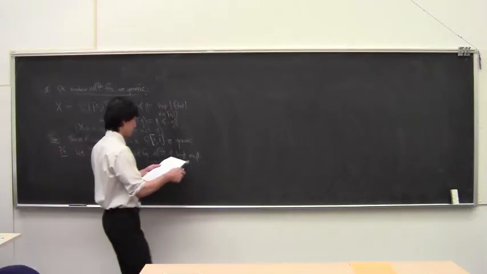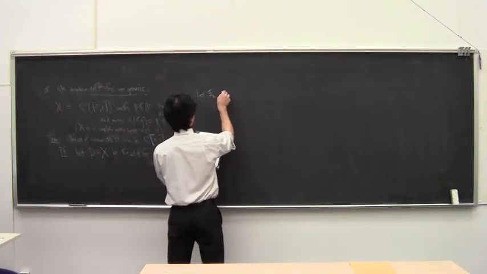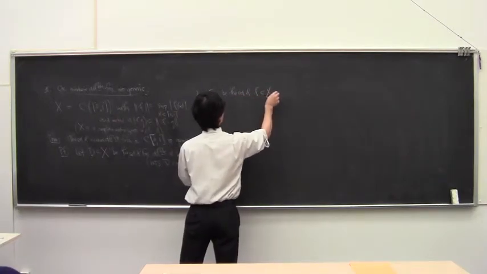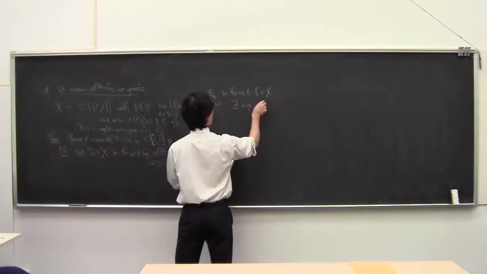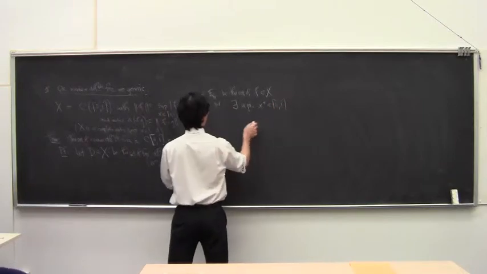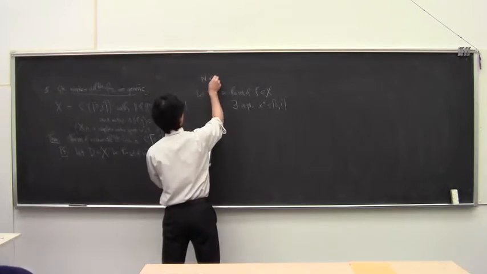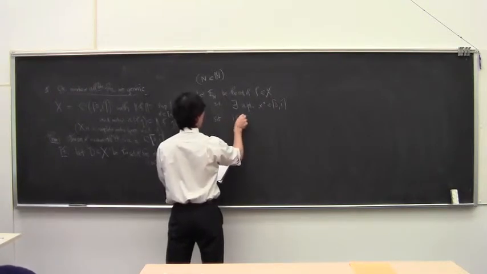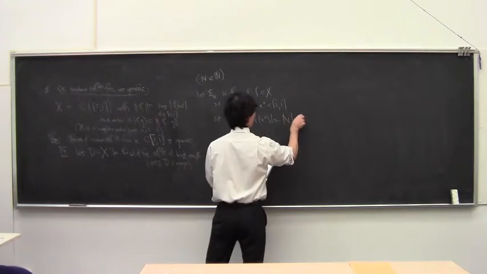So here's how we're going to do it. Let E_n be the set of f in X such that there exists a point x star inside [0, 1], where n is some natural number, such that |f(x) - f(x star)| is controlled by n|x - x star|.